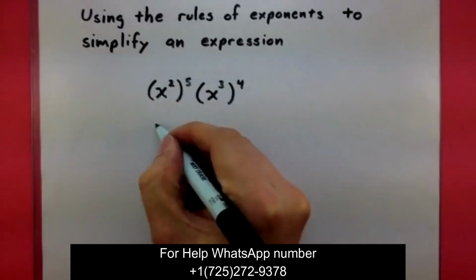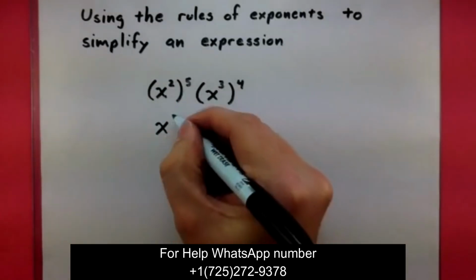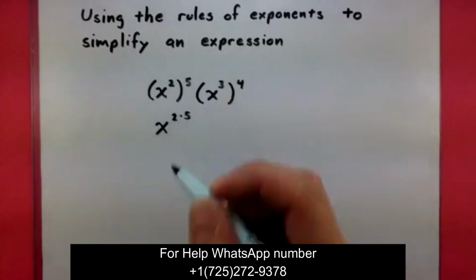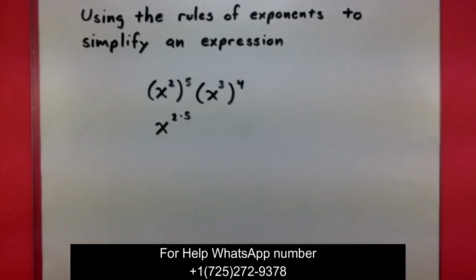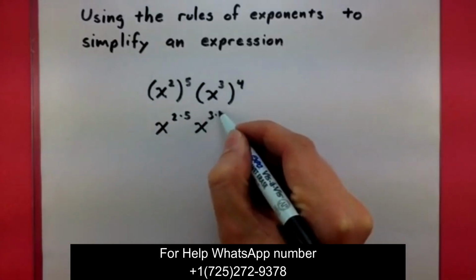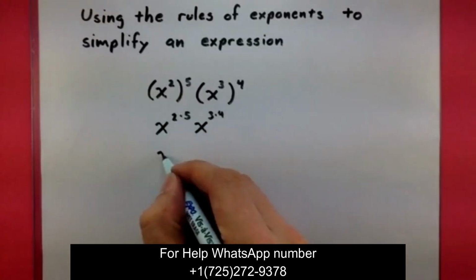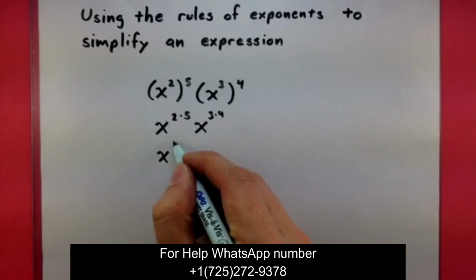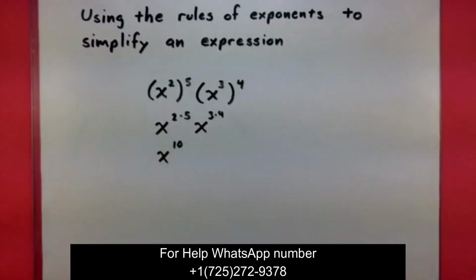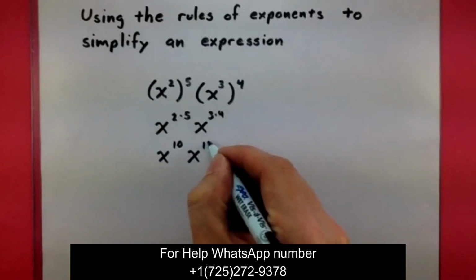According to the rule, it says that I'm allowed to multiply these two exponents together. So I'm going to take x and raise it to the power of 2 times 5. Alright, let's do that one more time with the second half of it over here. So this will become x and 3 times 4. Alright, let's go ahead and simplify that. See what we have. So this will become x to the 2 times 5 is 10. And x to the 3 times 4 will become x to the 12.